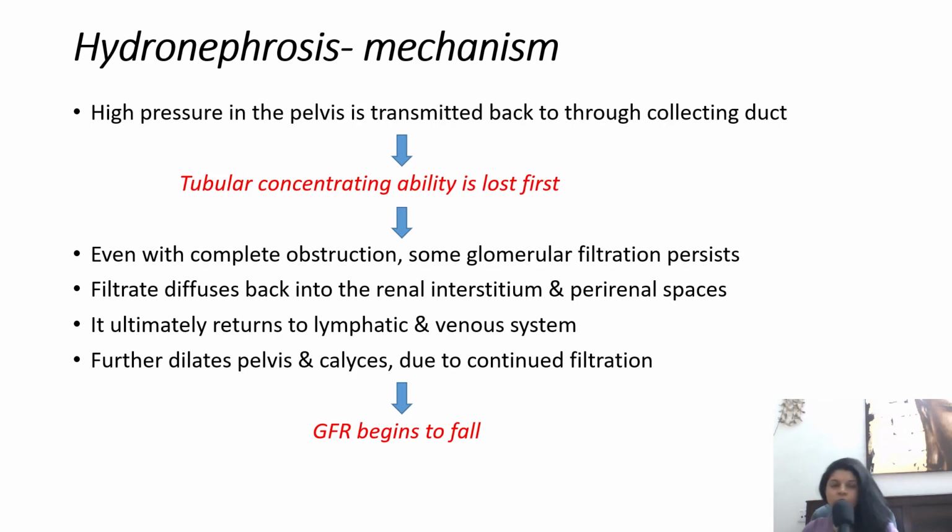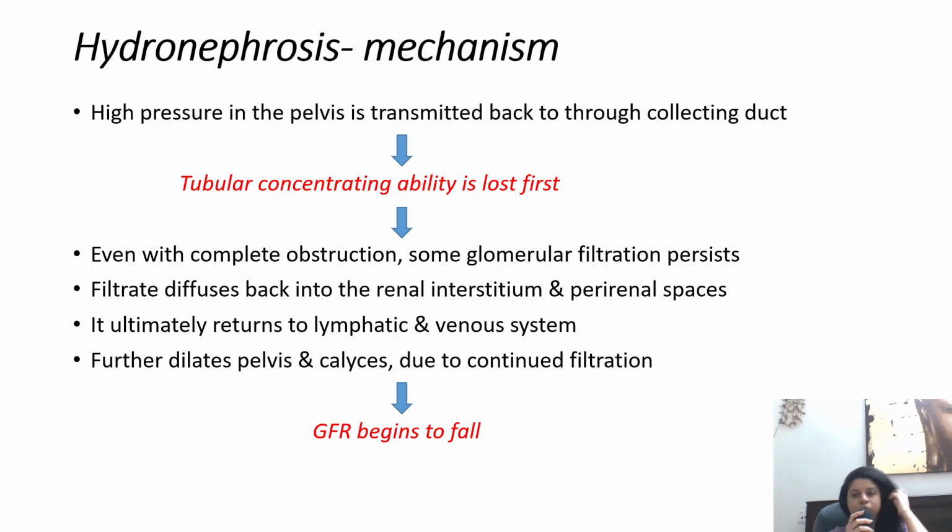So what is the mechanism of hydronephrosis? As I have said, there is high pressure in the pelvis, which is transmitted back through the collecting duct. So wherever the obstruction is, urinary backflow occurs, and that will cause urine to accumulate in the pelvic calyceal system. When there is backflow, the tubular system will be affected first, that is the collecting duct, and then DCT, loop of Henle, and then PCT. So when the tubules are affected, the main function of the tubules is to concentrate the urine. So that is lost first. So tubules won't be able to concentrate, and then the patient, if he is passing urine, will have polyuria and nocturia because the tubules are defective.